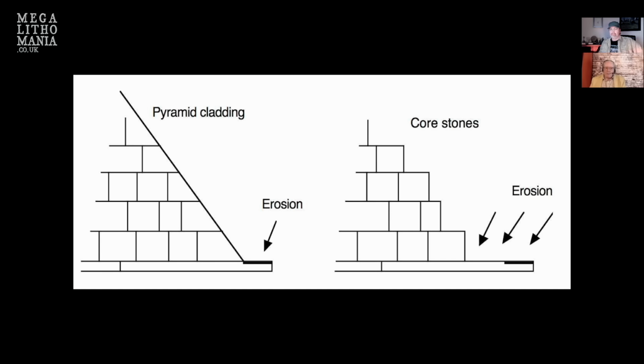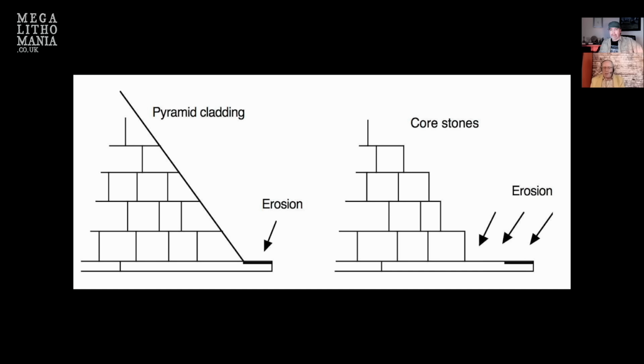So on the left, we have erosion always happening on that little ledge coming out from the bottom of the pyramid. And then on the right side, someone steals the cladding stones. And now we get erosion on both sides of that pavement stone at the bottom. And as I say, the erosion differential is at least 10 times between the two.